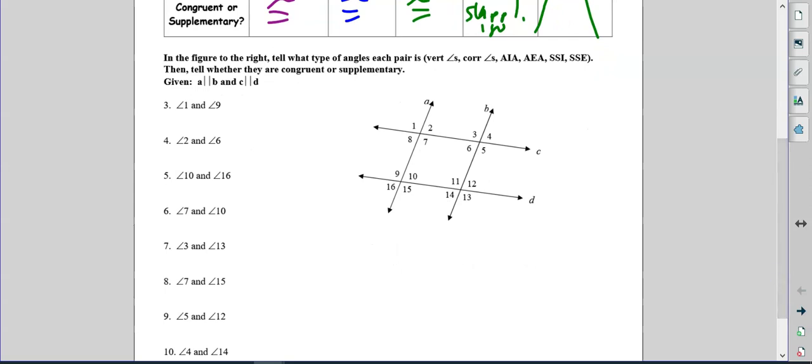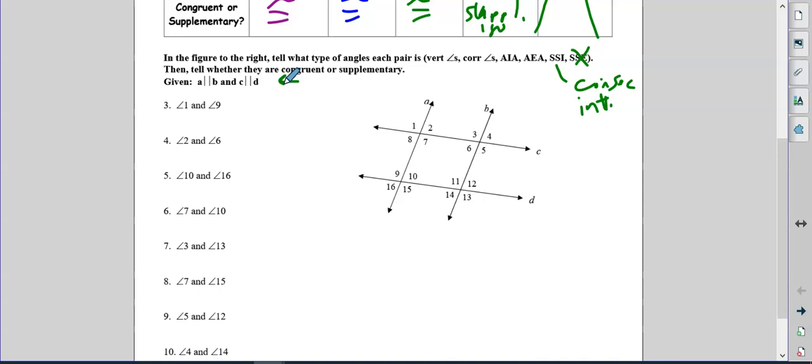It says in the figure to the right, tell what type of angles each pair is. Now, I need to talk about something here. It says vertical, corresponding, alternate interior, alternate exterior, and then this SSI. I've talked about this before in class. I've told you that consecutive interior can also be referred to as same side interior. And that's what SSI is. And we're not going to talk about SSE, same side exterior, which would be consecutive exterior. Okay? And then tell whether they are congruent or supplementary. We're given A is parallel to B and C is parallel to D.